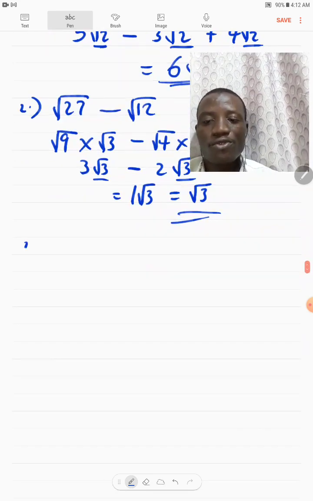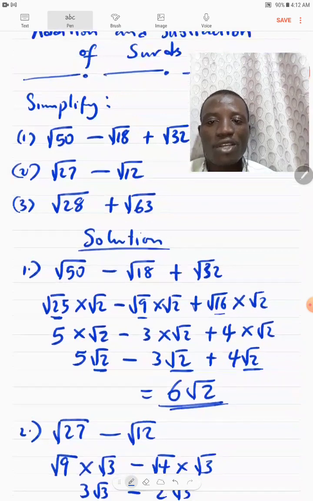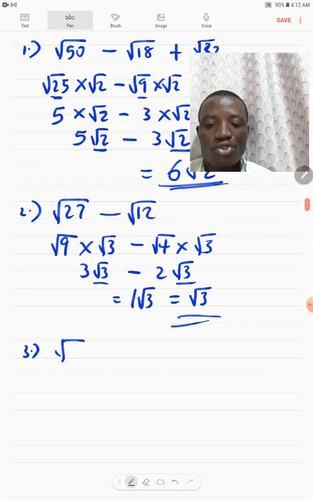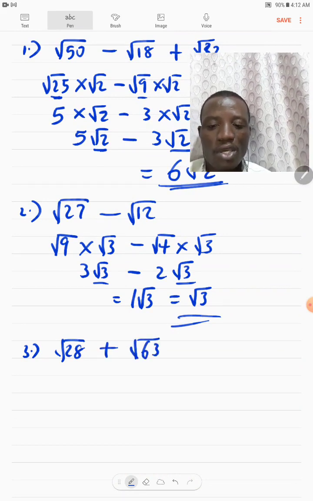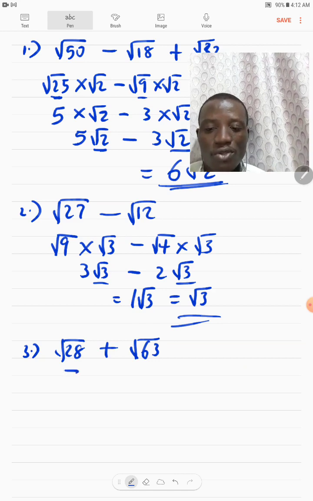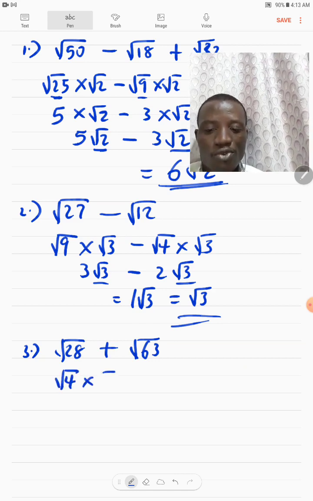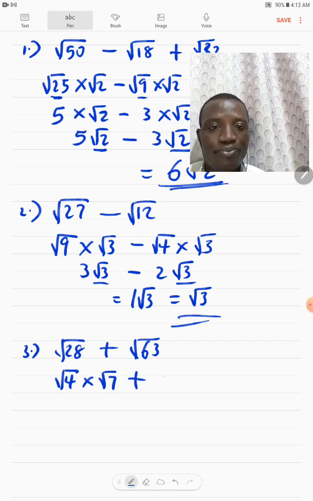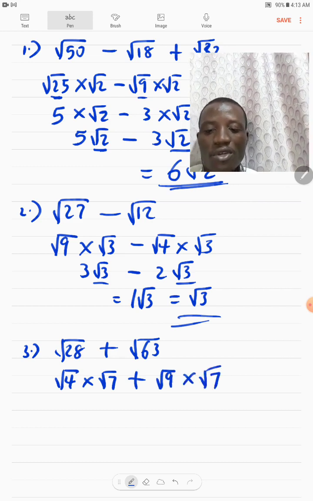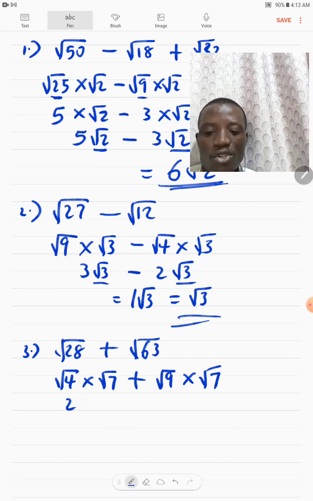Let's move to number 3. Number 3 is root 28 plus root 63. Root 28 plus root 63. Okay, I can write root 28 as root 4 times root 7, and I can write root 63 as root 9 times root 7. So this will give me 2 root 7.